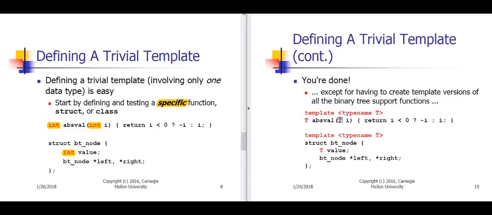That is, we replace int with some identifier. We've chosen capital T here for absval, and we've put the notation template typename capital T above it. Or for btnode, we do the same thing. We change value from int to T and put template typename T above that structure definition. And now we can have btnodes of int, btnodes of double, btnodes of string, btnodes of char, etc., etc.